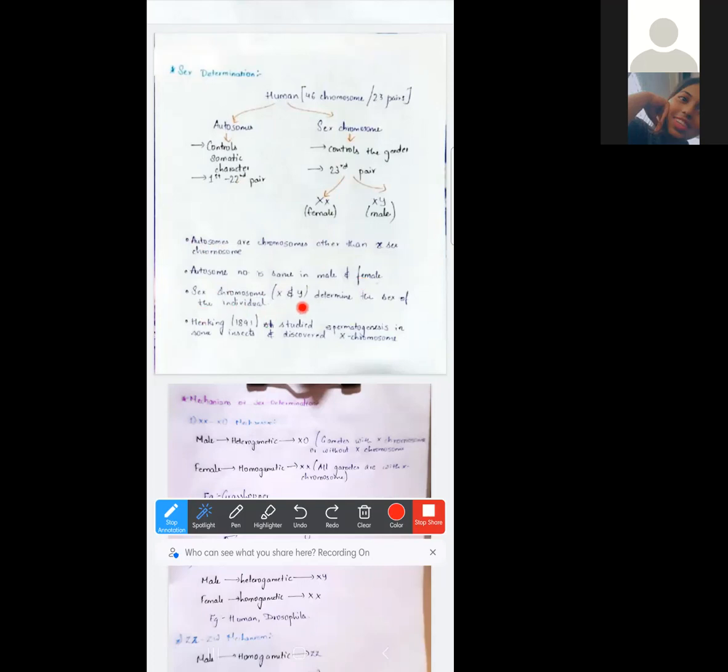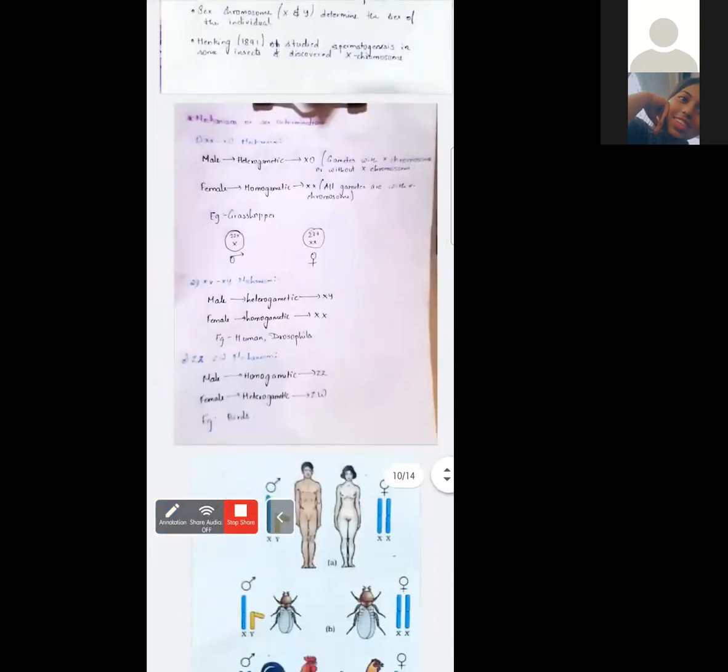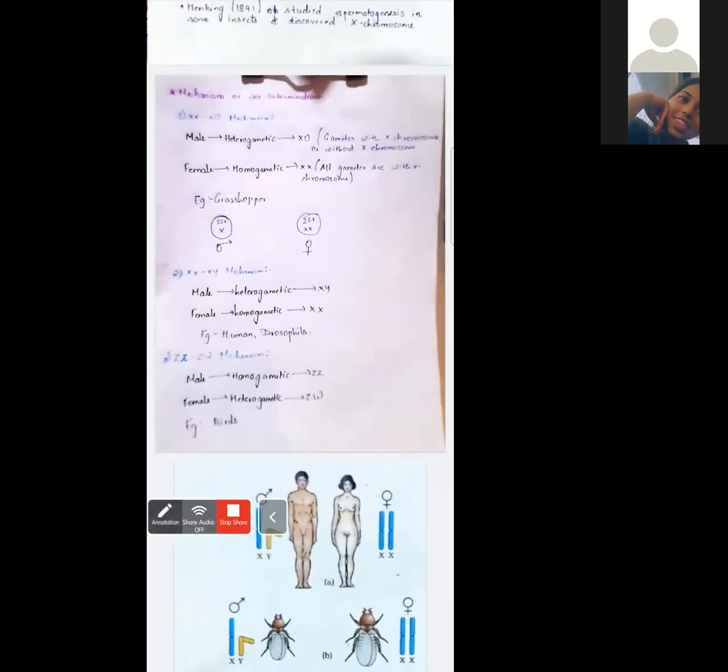Sex chromosomes X and Y determine the sex of the individual. That is, if the progeny or offspring got two X chromosomes, then that progeny is female. But if it got one X chromosome and one Y chromosome, it is a male progeny. Henking in 1891 studied spermatogenesis in some insects and discovered the X chromosome. So, Henking discovered the X chromosome. Now we'll see the mechanisms of sex determination.